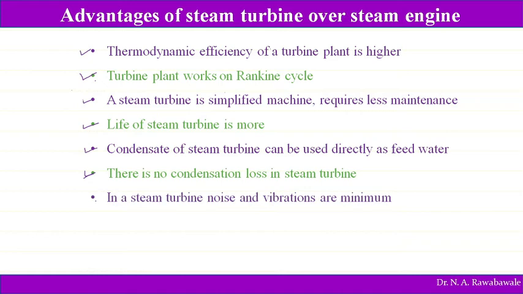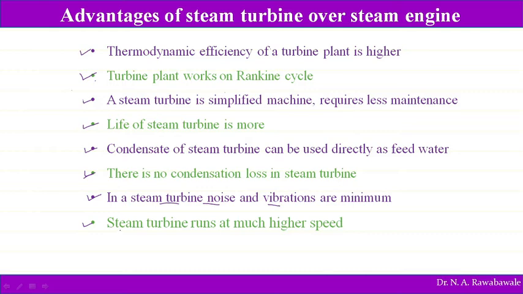Then in a steam turbine, noise and vibrations are minimum, as there is less friction and a perfect balance is achieved. Whereas in a steam engine, the reciprocating parts are there, so perfect balancing cannot be achieved, and as there is friction between the piston and cylinder, noise is created. At the same time, vibrations are also generated. The steam turbine runs at a very high speed, whereas the steam engine runs at a very low speed.